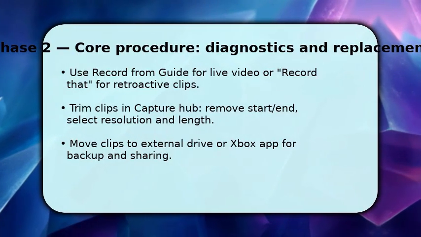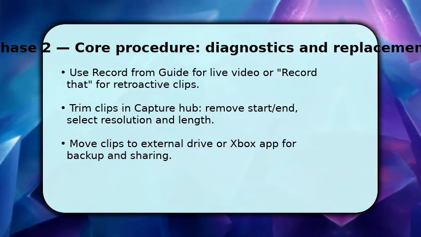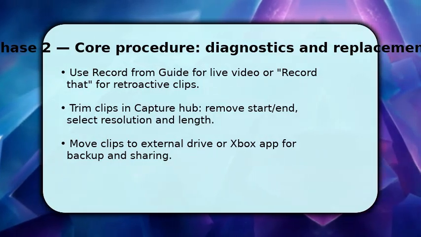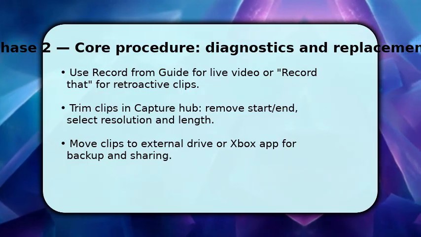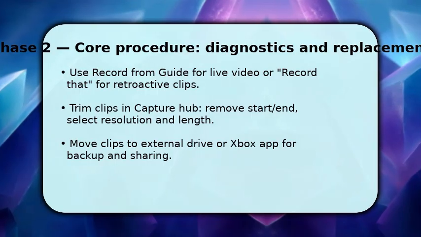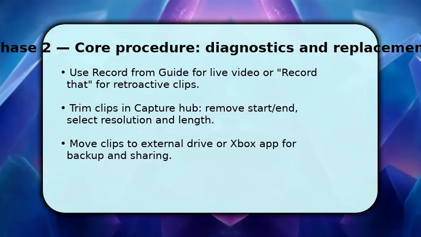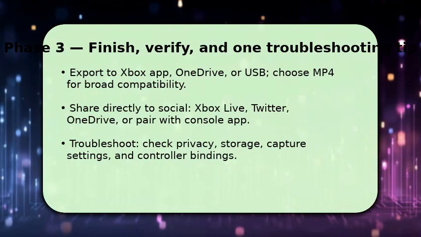Once captured, go to Capture and Share, recent captures, to trim, choose start and end points, set resolution if prompted, then save. After trimming, move important clips to an external drive or export via the Xbox app. This prevents accidental deletion. Finish by exporting and sharing your clip so others can see it.